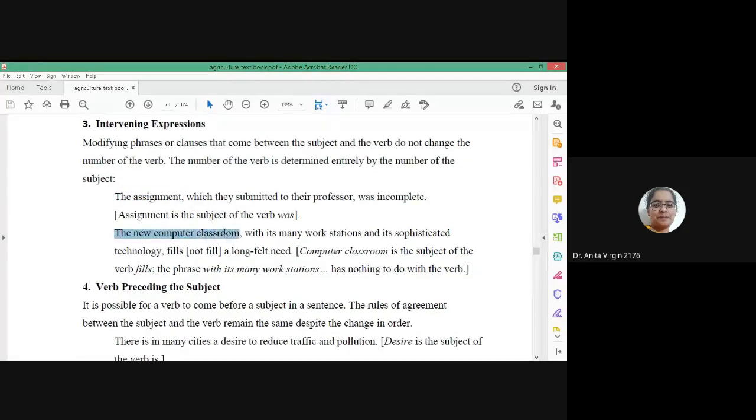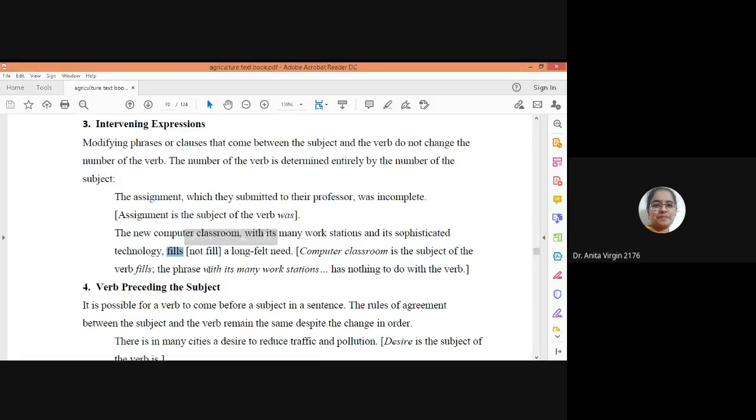Now see this example. The new computer classroom, again it is singular, with its many work situations and its sophisticated technology, you need not bother about this. Now you just go to the verb, fills. Why fills? Because this is third person singular. The new computer classroom. It comes under the category it. So it is third person singular. So what should be added to it?